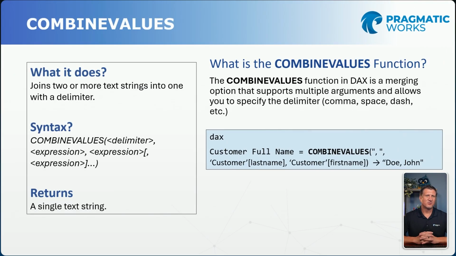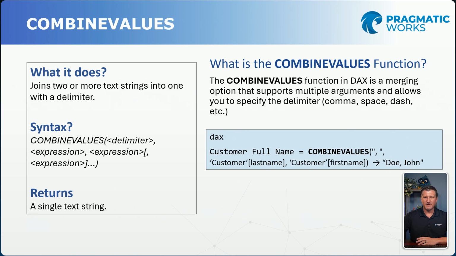Combine values joins two or more text strings into one with a delimiter. The syntax is combine values followed by the delimiter that we can choose, followed by an expression, another expression, and optionally a third or fourth. The return is a string of text. The combine values function in DAX is a merging option that supports multiple arguments and allows you to specify the delimiter. You can use a comma, space, dash, etc.